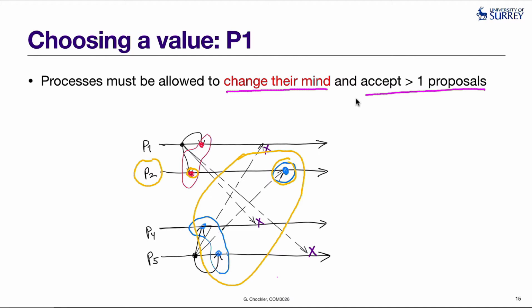Okay, and so decision is reached. So it looks like it is necessary to enable processes to change their mind. So the first time they see any value, any proposal, according to P1 they have to accept it. So P1 still holds. But that's not enough. In addition to that, they should also be able to change their mind in order to resolve situations like the one shown on this slide.